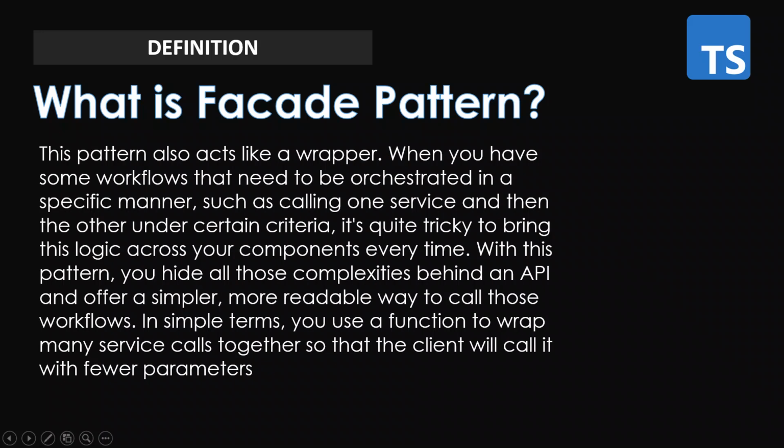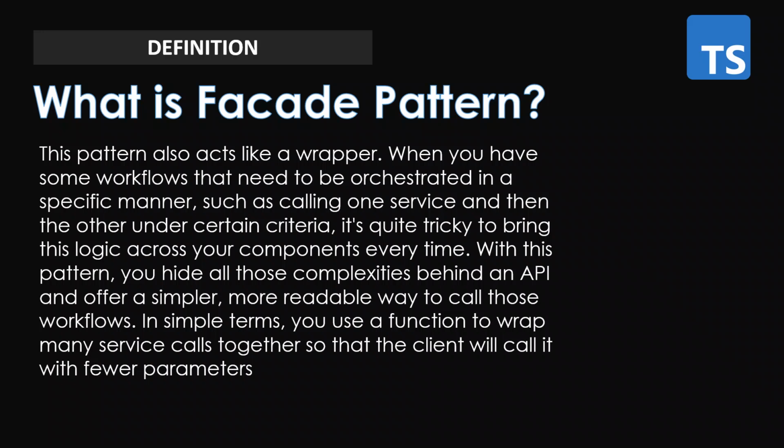When you have some workflows that need to be orchestrated in a specific manner, such as calling one service and then the other under certain criteria, it is quite tricky to bring the logic across your components every time. With this pattern, you hide all those complexities behind an API and offer a simpler, more readable way to call those workflows. In simple terms, you can use a function to wrap many service calls together so that the client will call it with fewer parameters. Alright, so first let us understand what this actually says, and then I will give you an analogy as well so that you can better understand.